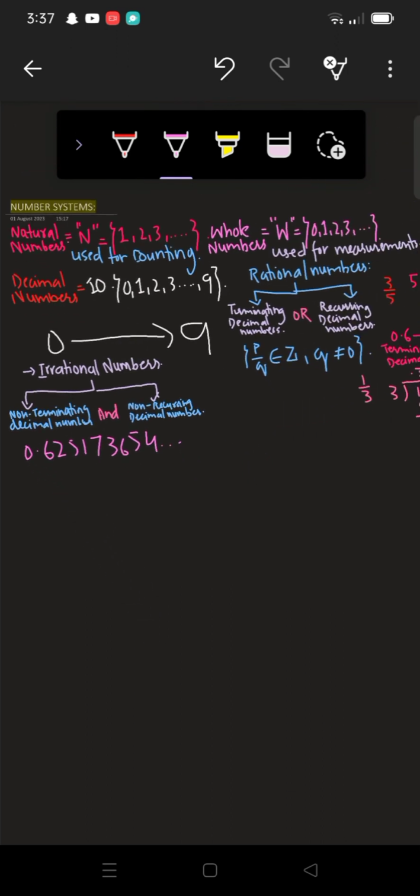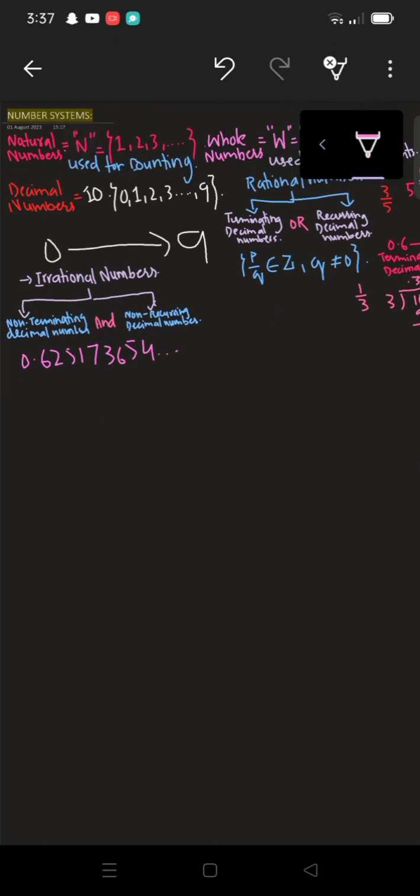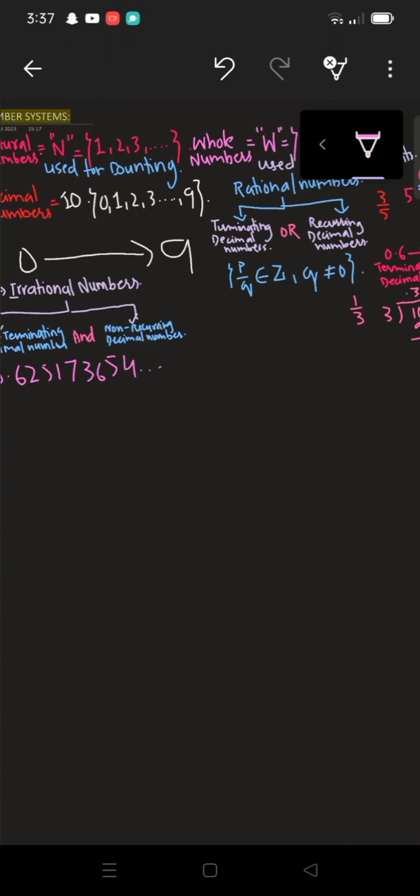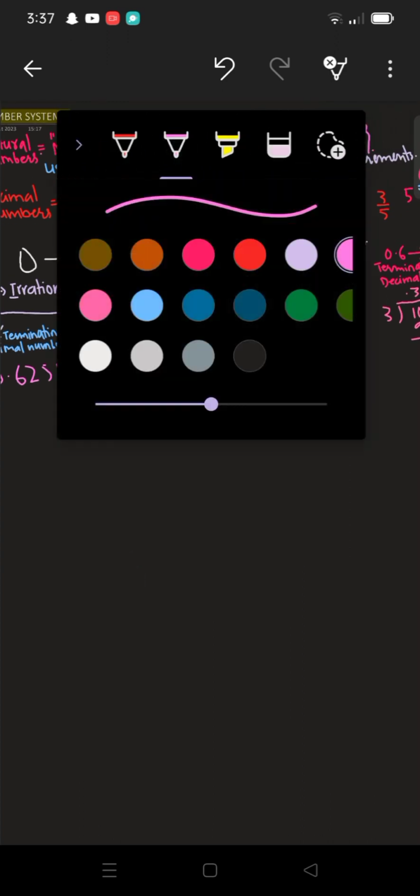If your value is non-terminating as well as non-recurring, that is an irrational number. Again, repeating, rational numbers are either terminating or recurring. Irrational numbers are non-terminating as well as non-recurring. So these are basically irrational numbers. So now let's go towards real numbers. Now what are real numbers? I hope the irrational and rational concepts are both clear to you.